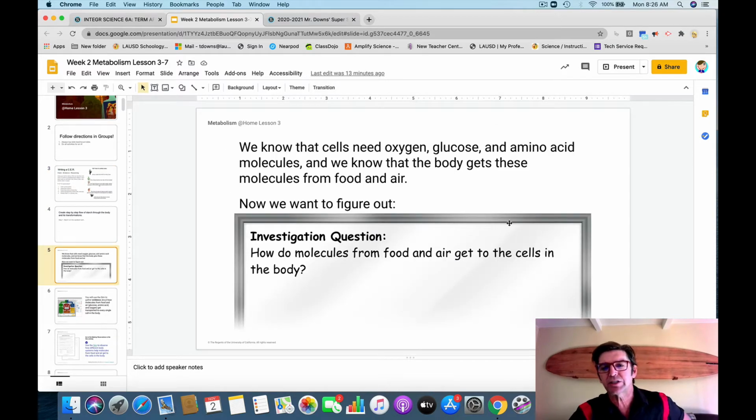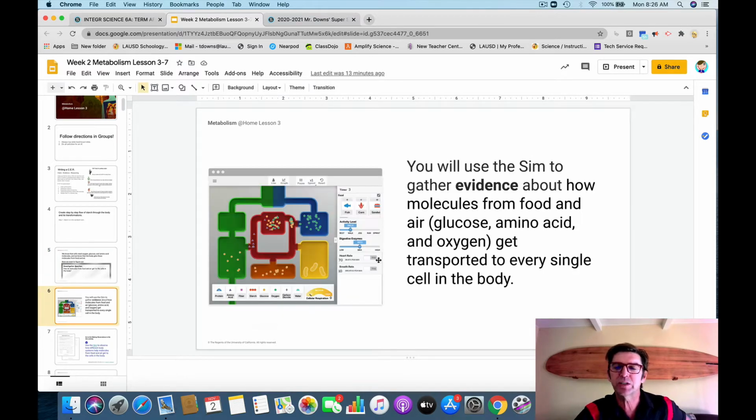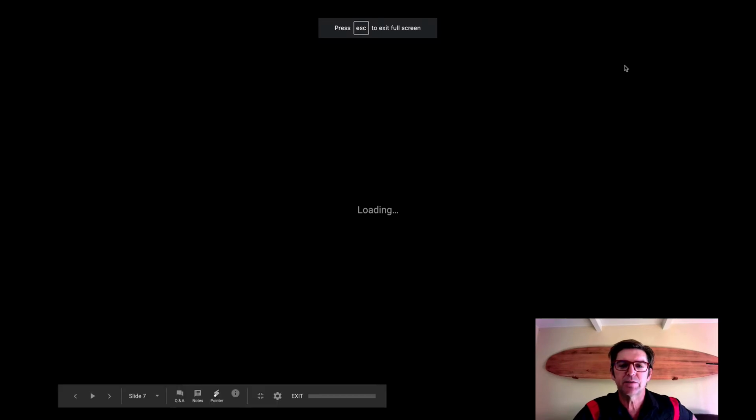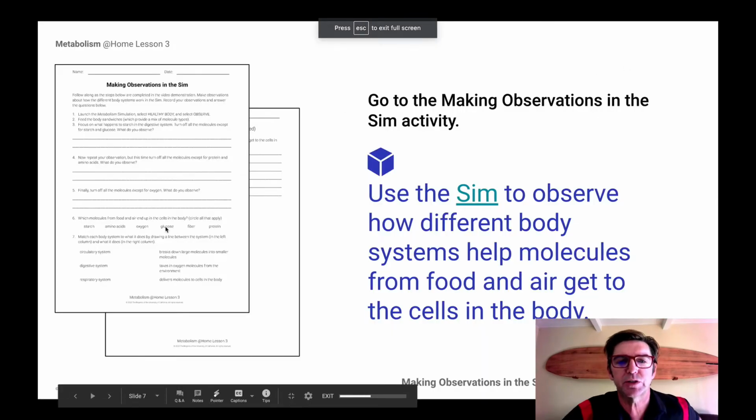We know the cells need oxygen, glucose, and amino acid molecules, and we know that the body gets these molecules from food and air. Now we want to figure out how do molecules from food and air get to the cells in the body. We saw this a little bit in our sim machine. Here's another chance to look at that again and do a little work. So let's come back to our sim machine, which is here. A little hard to see this. Let's go present.